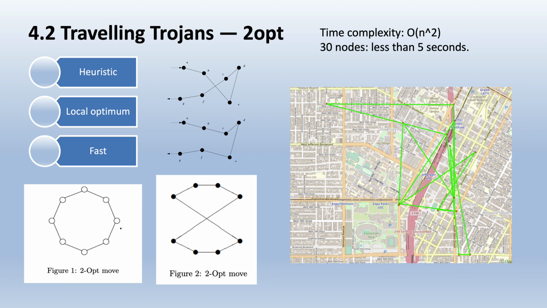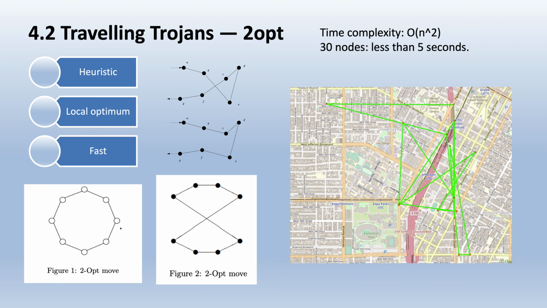The second one is the 2-opt solution. Here I just use two for loops to traverse, remove two edges and reconnect them to find an improvement on total cost. 2-opt is a heuristic, and it can just find a local minimum instead of the global optimum. However, it's much faster than the brute force solution. The time complexity here is O of n squared.